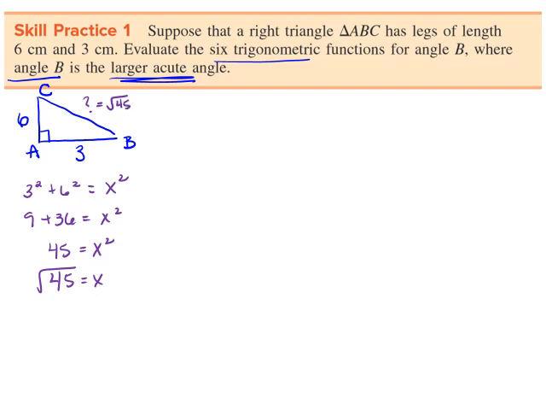Now that I know all of these, I can go ahead and find the 6 trig functions. So we are just going to apply a little bit of SOHCAHTOA. And remember, you can only use SOHCAHTOA when you have a right triangle. Okay, and it's important to notice that we want to evaluate the 6 trig functions for angle B. So theta in this case is right here. So cosine of theta is the adjacent over the hypotenuse.